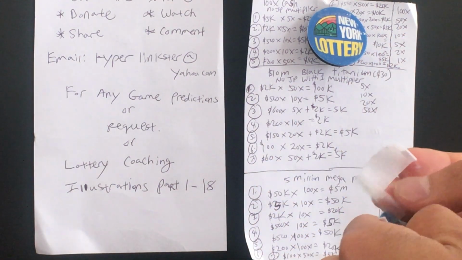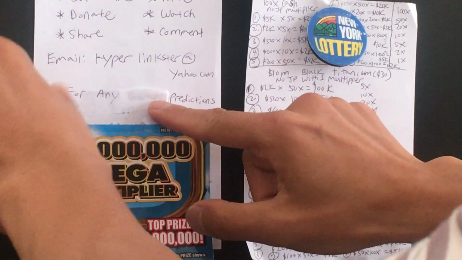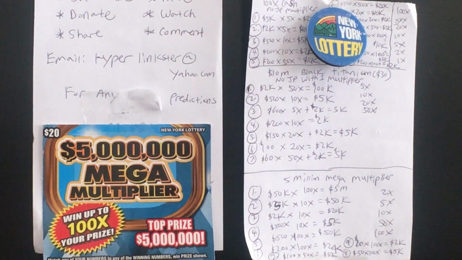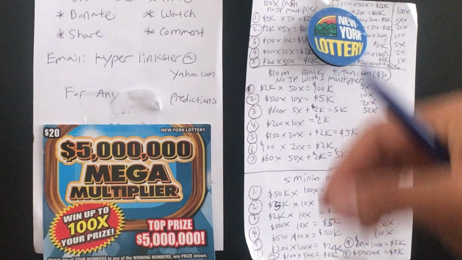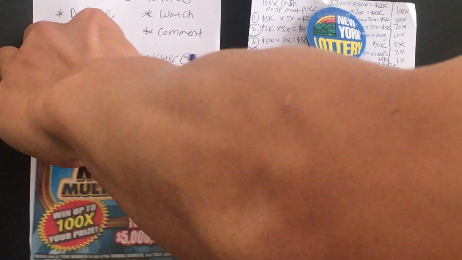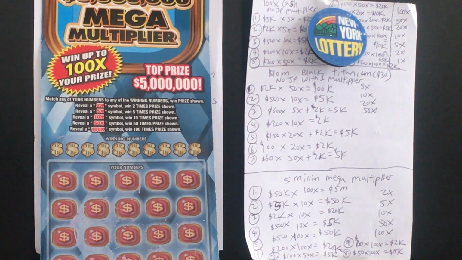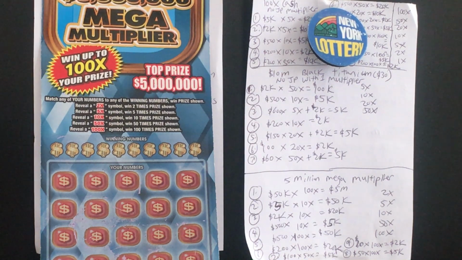It's called the 5 million Multiplier. So let's discuss this game. We'll be discussing the 5 million Multiplier. Let's see if I can get it up high. Yeah, I'm gonna have to block that for once. And here's the 5 million Multiplier ticket that we'll be discussing.